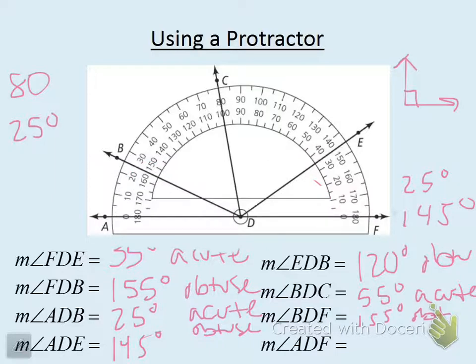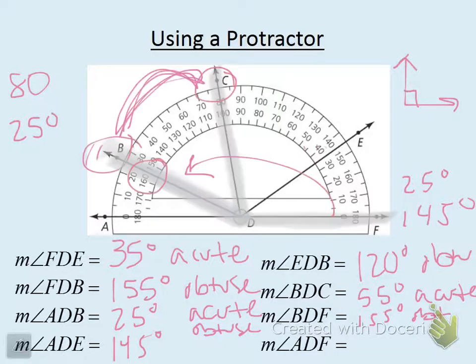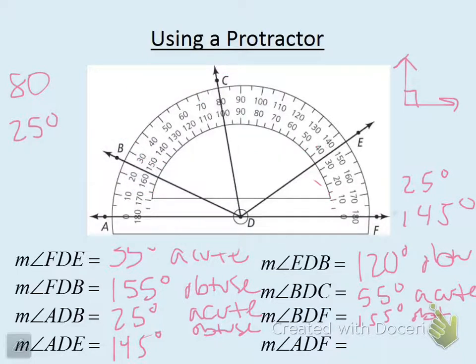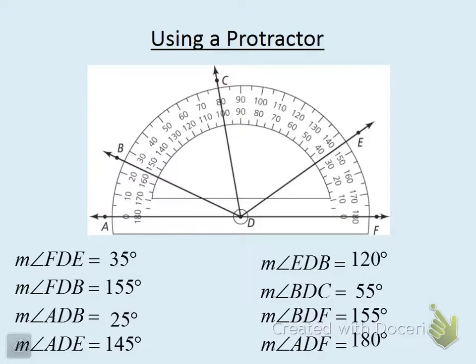Okay, last one, ADF. So we got ADF. So we got a straight line. Straight lines always equal 180 degrees. Okay, so that's a straight line. Sorry for the messy handwriting. So there's all my answers right there.